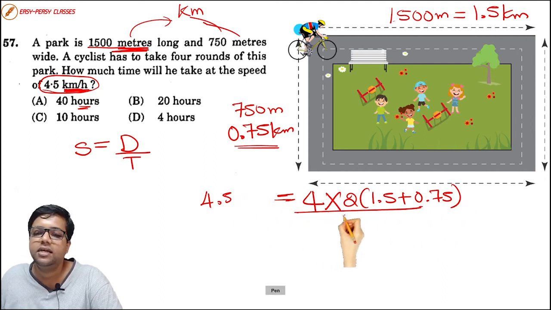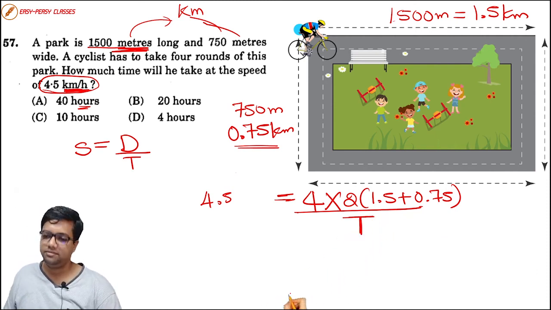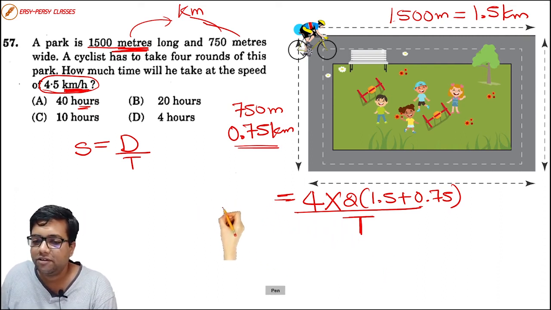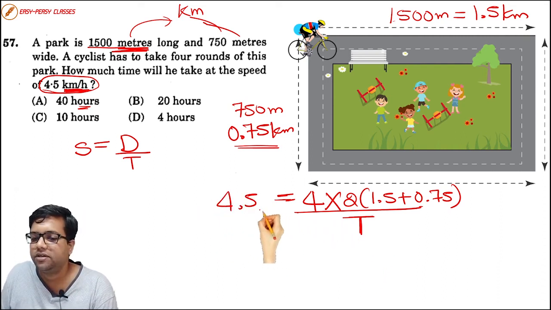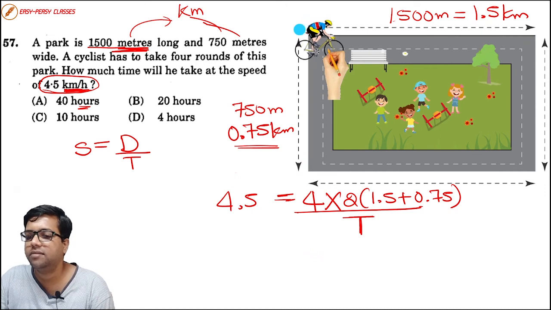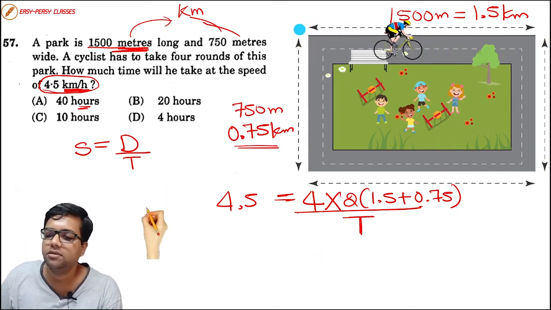And what is the time taken? We don't know. We are supposed to find that. So you are left with 4.5 kilometer per hour is equal to, the cyclist is running for 4 times. He is making the rounds 4 times. So you will multiply the perimeter of the park with 4 times.